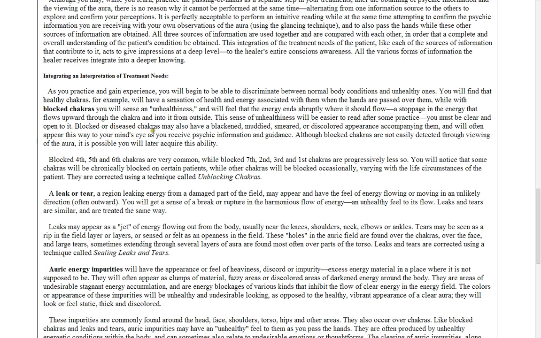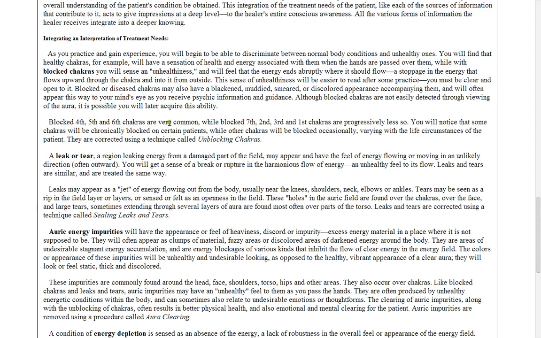Blocked or diseased chakras may also have a blackened, muddied, smeared, or discolored appearance accompanying them, and will often appear this way to your mind's eye as you receive psychic information and guidance. Although blocked chakras are not easily detected through viewing of the aura, it is possible you will later acquire this ability. So blocked fourth, fifth, and sixth chakras are very common, while blocked seventh, second, third, and first chakras are progressively less so. You will notice that some chakras will be chronically blocked on certain patients, while other chakras will be blocked occasionally, varying with the life circumstances of the patient and their environmental atmosphere. They're corrected using a technique called unblocking chakras.